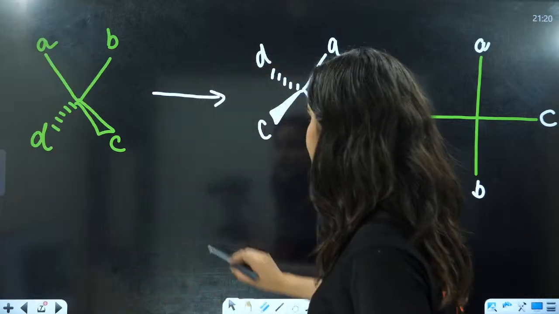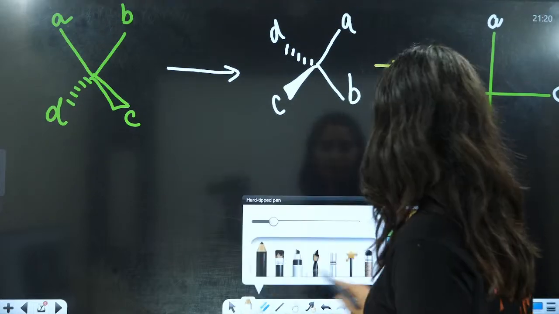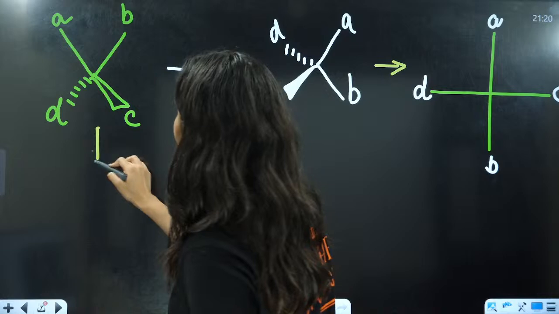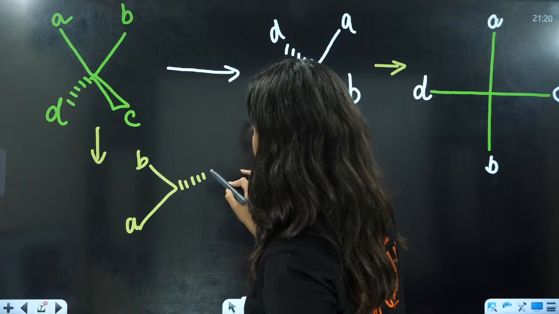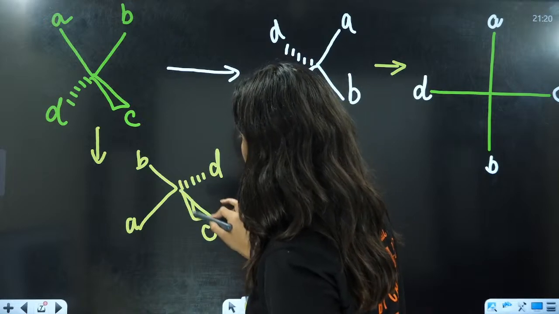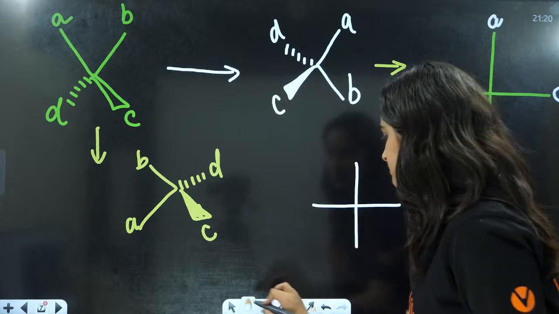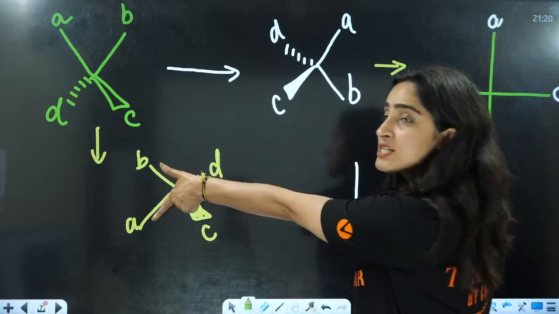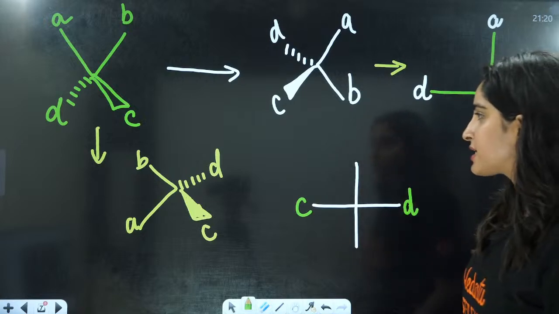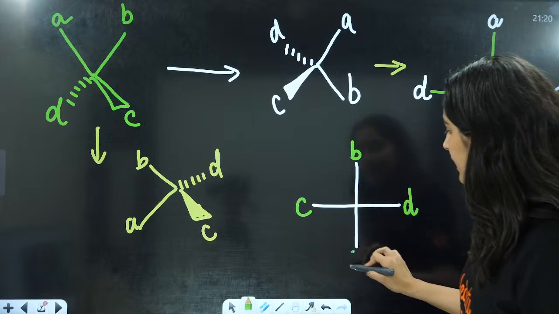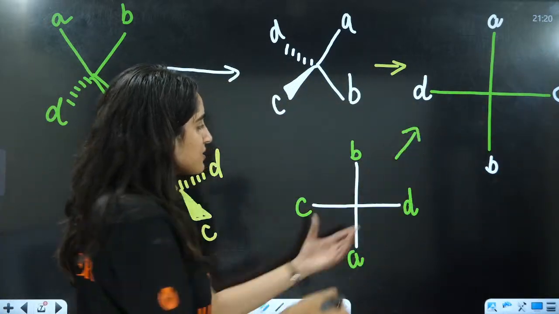So I'll rotate it on the left side. Let me rotate it on the left side. If you rotate it here, you will get A, this is B, this is D, and this is C. The dash and the wedges are going to be the same, right? So convert it here. Now the thumb is on the left side, so the wedge will be on the left side and the dash will be on the right side. Here you have B on the upside and A on the downside. So you can rotate this, you will get the same thing only.